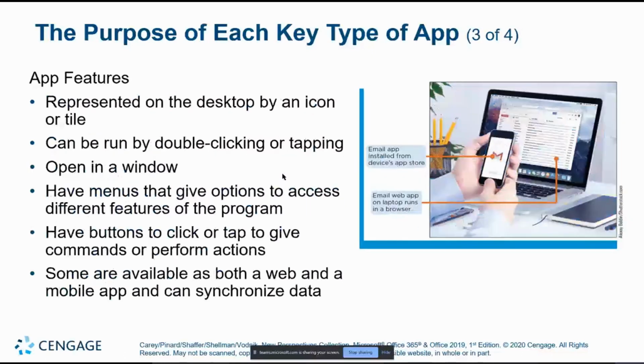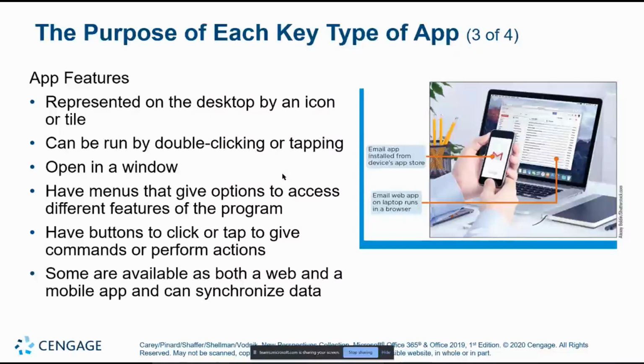Some key features of apps, things that you kind of already know, but we'll go over them anyway. They're represented on screen, on your desktop, or on your home screen as an icon or tile. This doesn't include all of your apps. Usually when you install something, it is automatically pinned to your desktop or your home screen, but that's not necessarily always the case. You may have to create a desktop shortcut like what I showed you guys a couple of weeks ago.